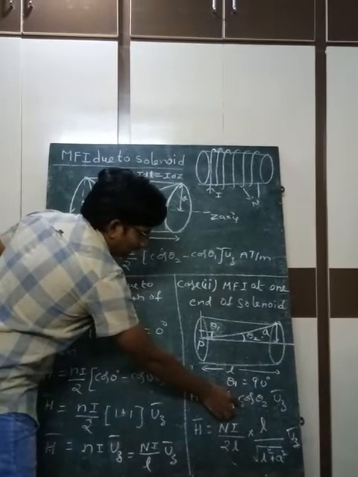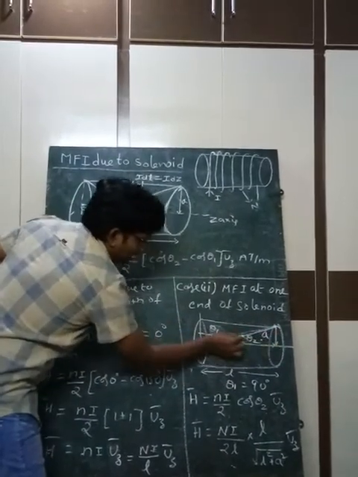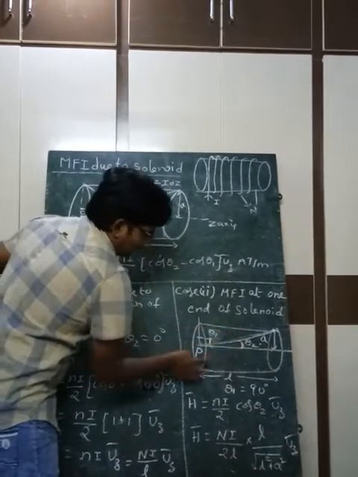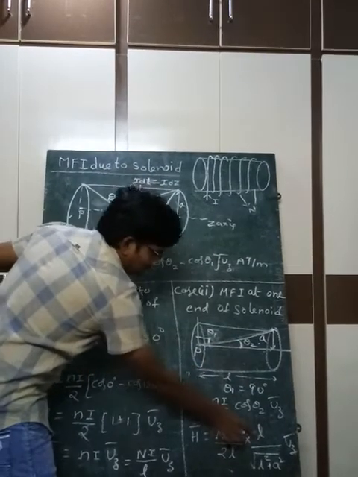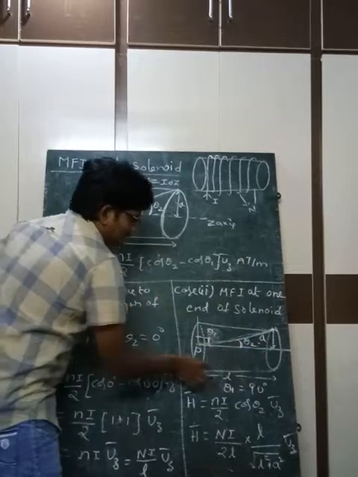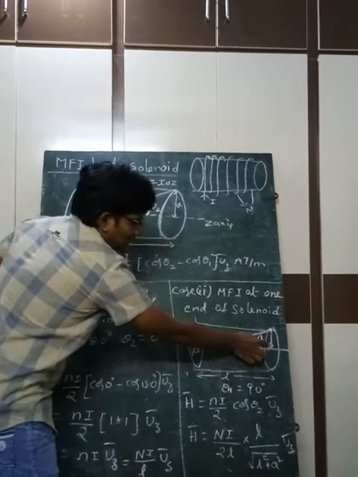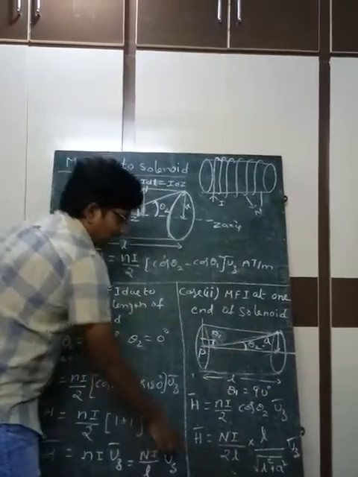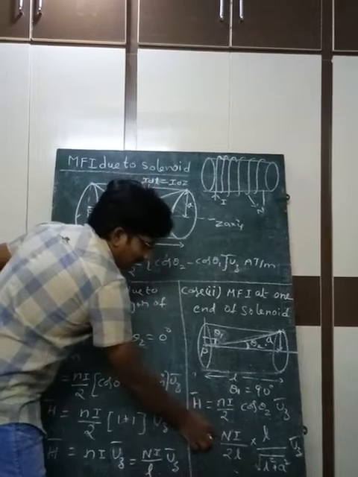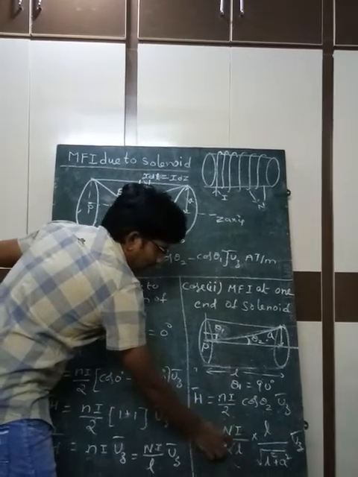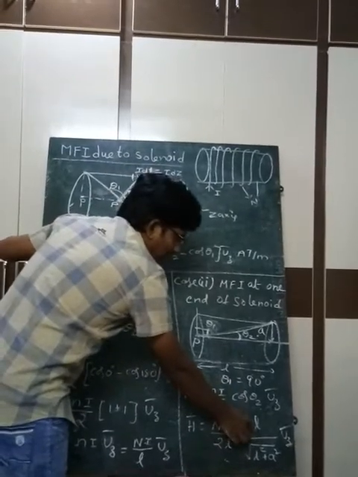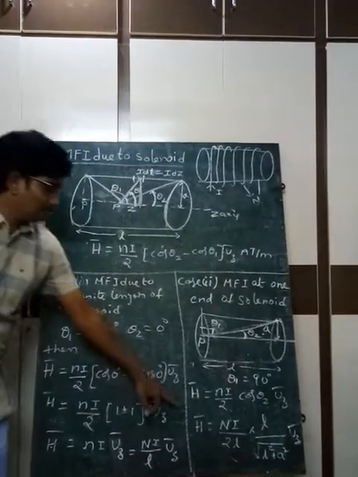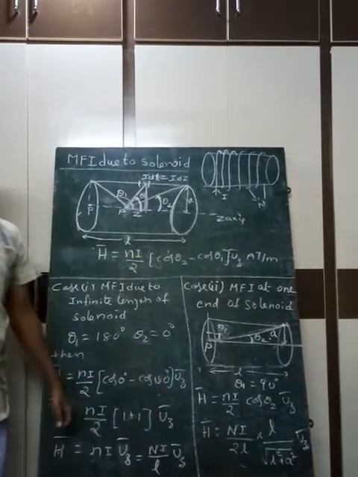Here, what does cos theta 2 mean? This is the triangle and this is the angle theta 2. So cos theta 2 means adjacent side by hypotenuse. The adjacent side is this one, the length of the solenoid, that is small l, divided by the hypotenuse. This is the adjacent side and the opposite side is the radius of the cylinder, that is a. So the hypotenuse becomes root of l square plus a square. So H bar is equal to small n, which means capital N by L, so capital N into I by 2l into cos theta 2, that is small l divided by root of l square plus a square into uz bar. So this is the formula for the magnetic field intensity at one end of the solenoid.